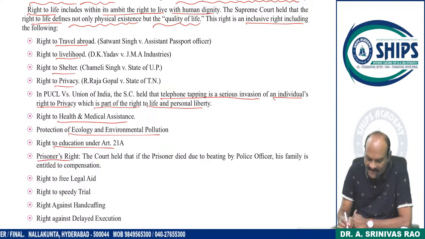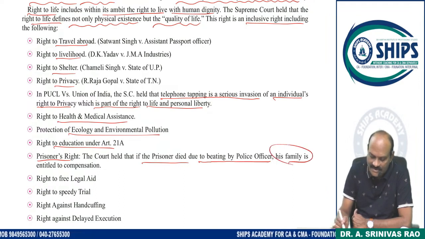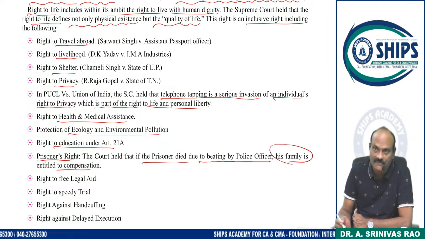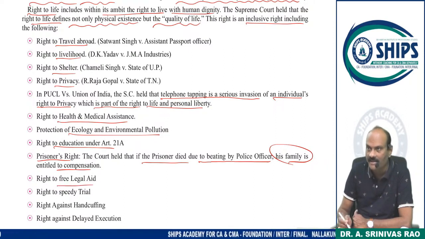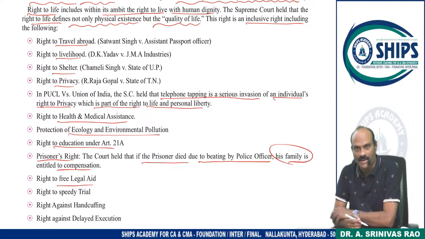And the prisoner's rights. Every prisoner has rights. The court held that if prisoners die due to beating by a police officer, disguised as an encounter, the family members have a right to get compensation from the police department. And another one is the right to legal aid. If I don't have money, then I can pray to the judge, and he will give it.